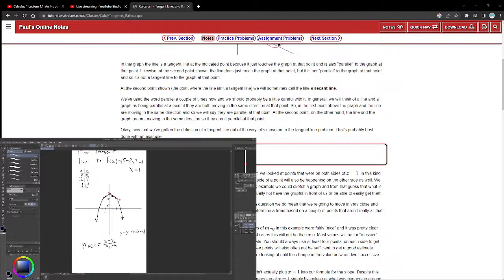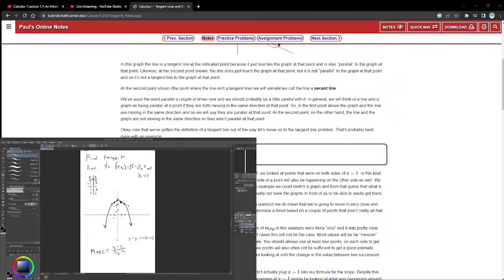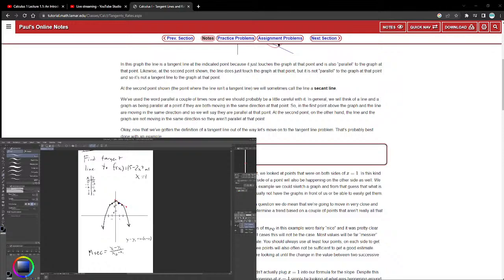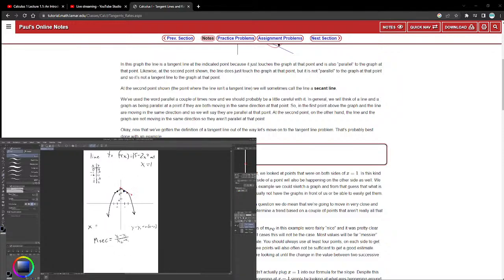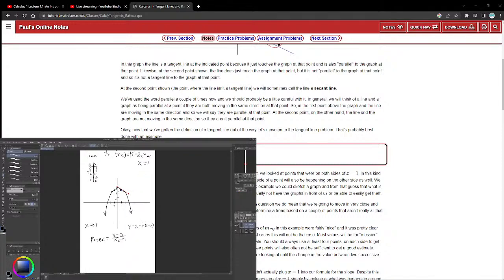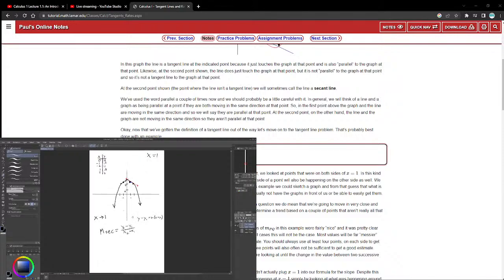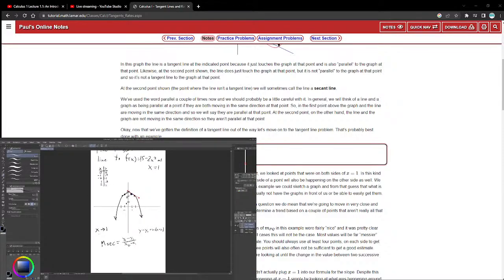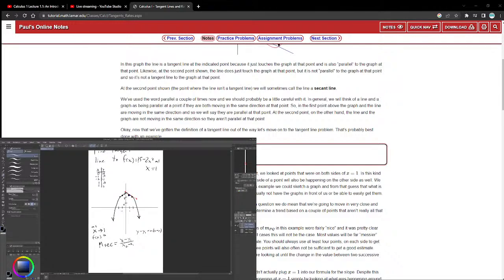So, let's see. Okay, as x approaches 1, what is happening? Y is approaching, or f of x approaches 13.